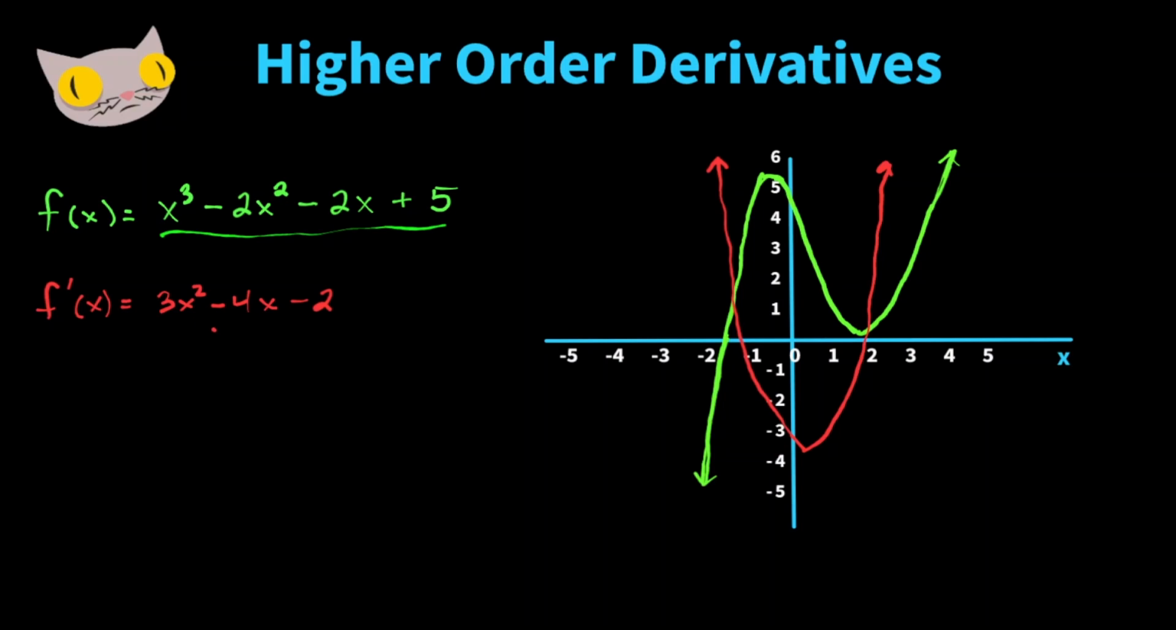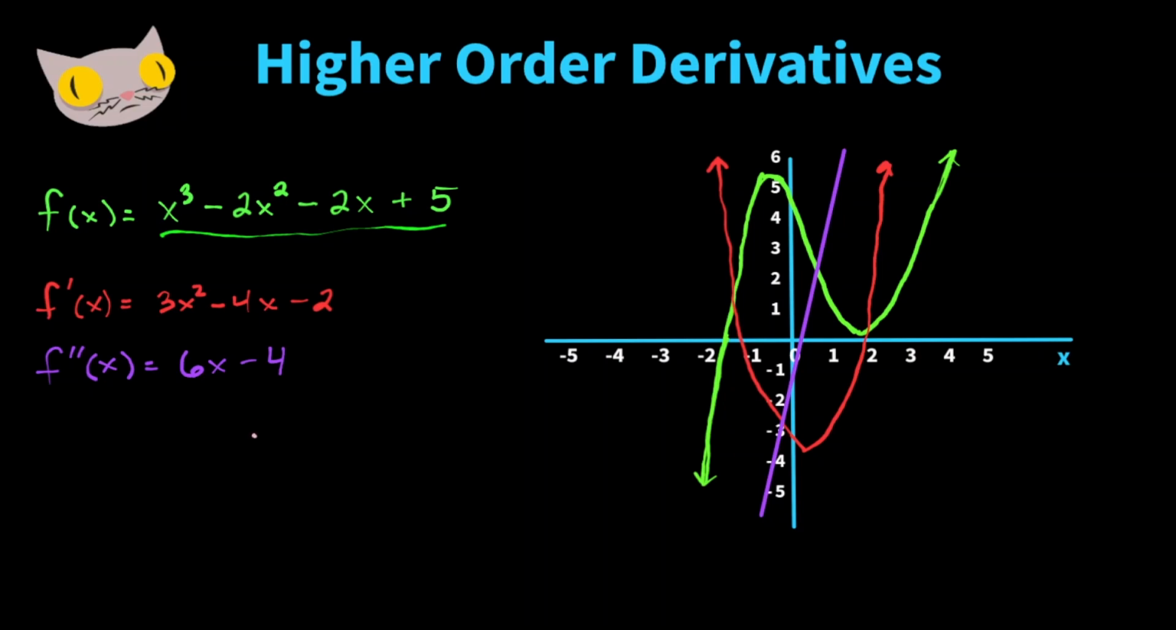Now we're also able to take the derivative of our velocity equation. And if we do that, we'll have f double prime, signifying the second derivative, of x is equal to 6x minus 4. This is our acceleration. That'll look something like this on the graph. The purple line represents acceleration, our second derivative.